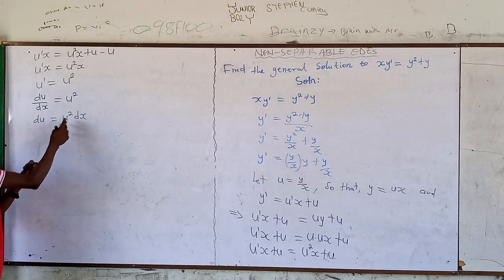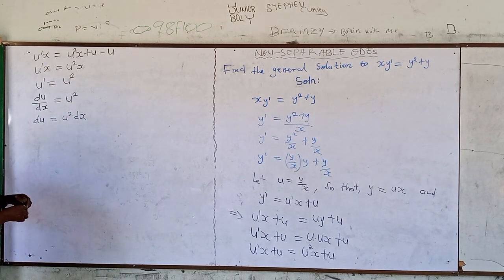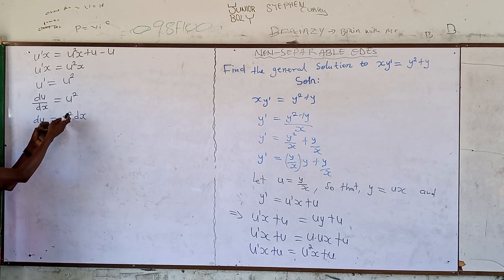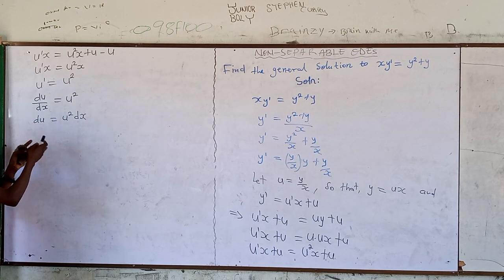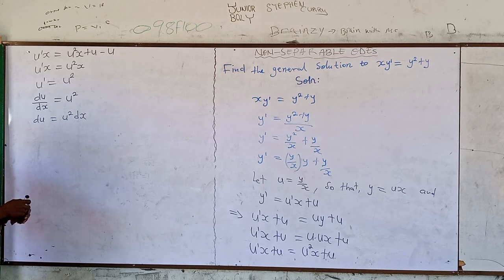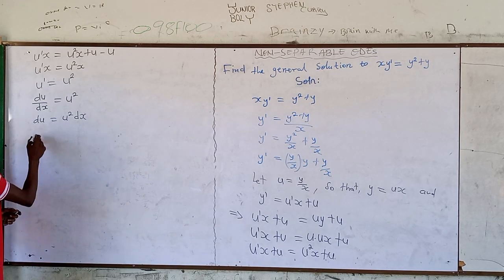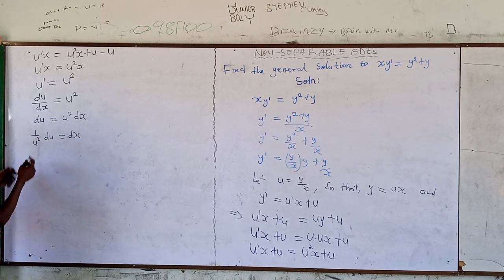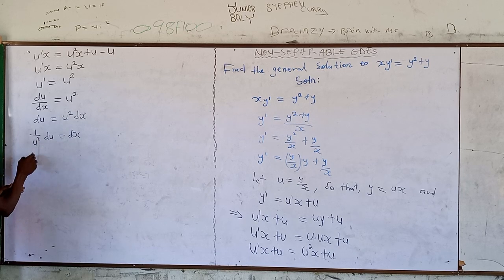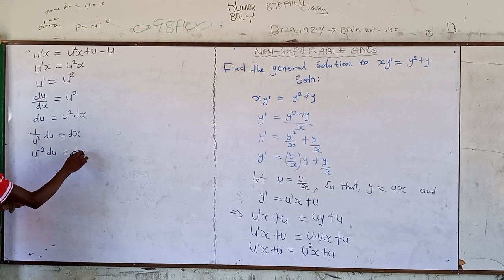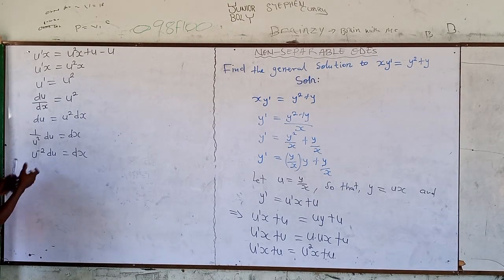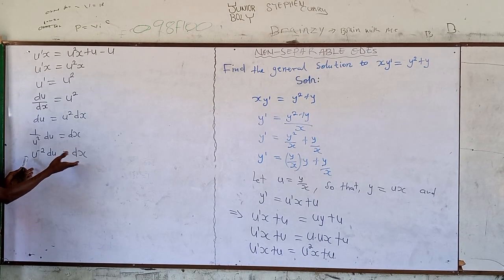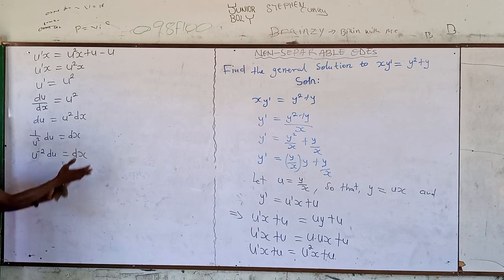So now we have the du to be with the dx. So we need to bring the u squared to its side. So we divide both sides by u squared. Dividing by the u squared will give us 1 over u squared du to be equal to what? dx. But we can rewrite the 1 over u squared as u raised to the power negative 2 du to be equal to dx. And so, having separated the variables like this, we have the u's at this side and the x at this side.